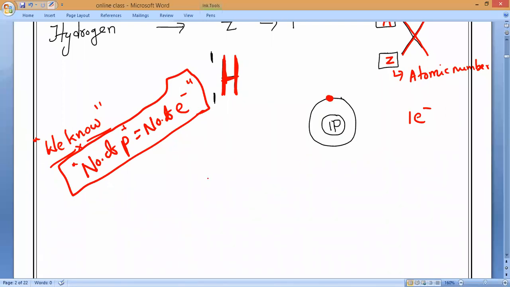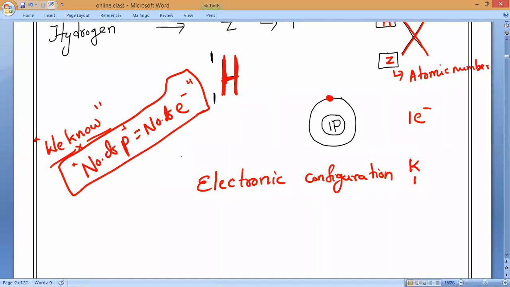So what is the electronic configuration? Fastly. What is the electronic configuration? You should not write just 1. K1. Okay. Electronic configuration or electronic arrangement you must represent as K1. Is it okay, everybody?